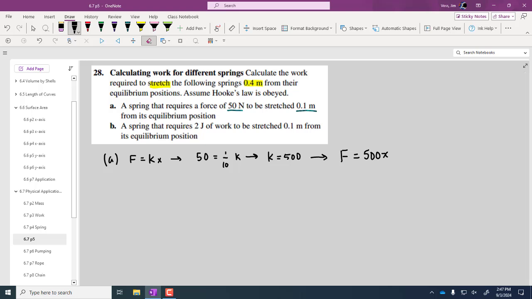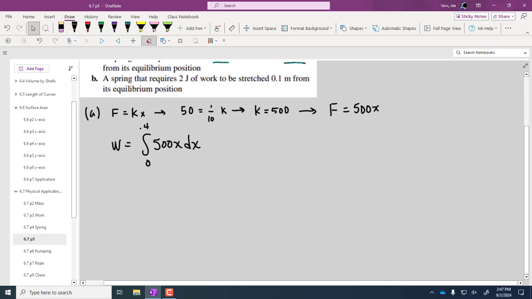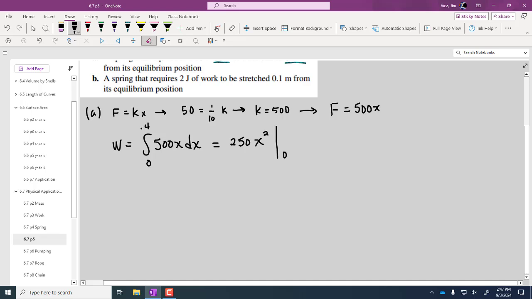So we take that one initial value and use it to find the spring constant, and now we can do what the problem asks us. How much work is done to stretch it from equilibrium to 0.4? So we're going to take the function 500x and integrate it on the interval 0 to 0.4. This will be 250x squared from 0 to 0.4, which is again 2/5. Change it to a fraction. So the work done will be 250 multiplied by 4/25, which will be 40 joules.